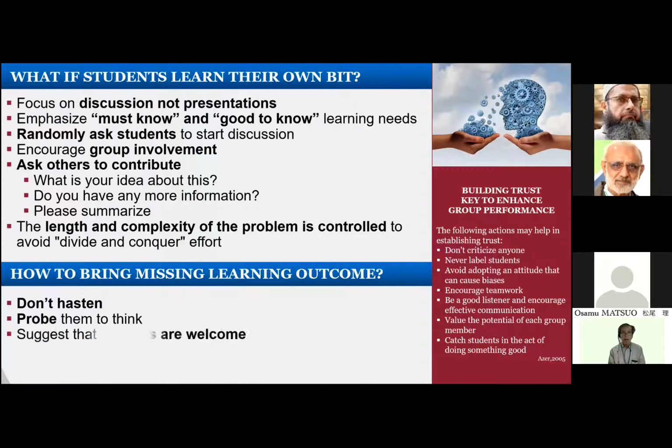Probe them to think. Suggest that all ideas are welcome. Sometimes the students know that something is missing, but the shy students, or the students who are not very conversant with the English language, will hesitate. So tell them that all ideas are welcome, and they can speak up whenever they want to. Ask questions rather than making statements.